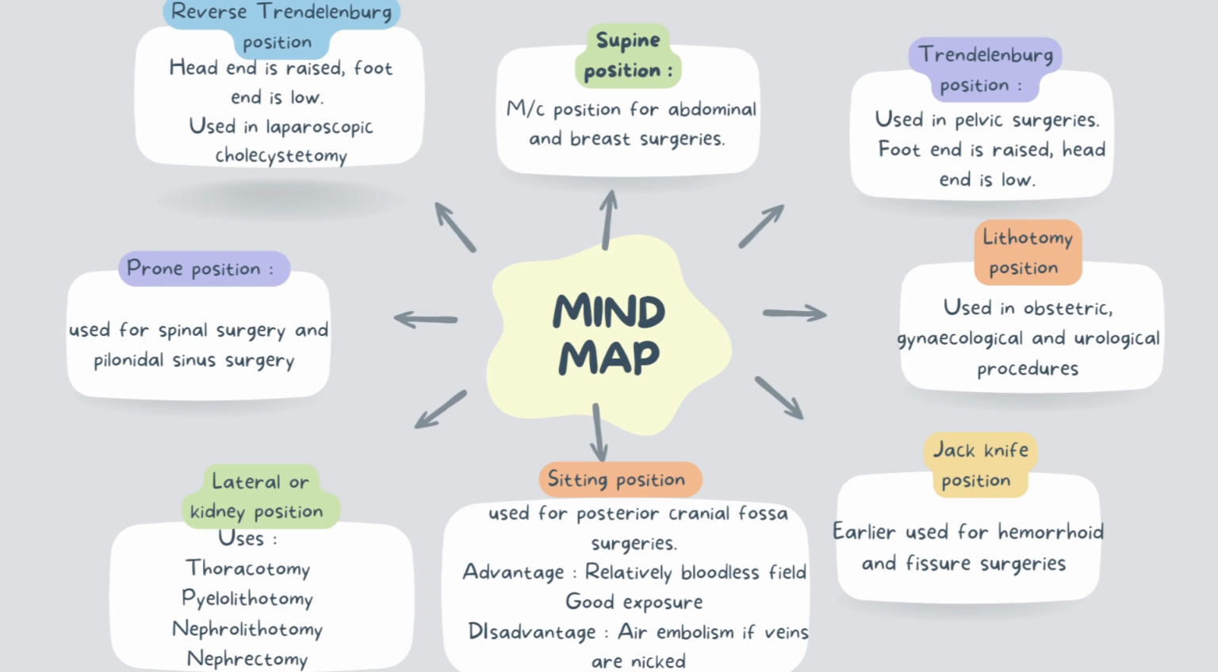Alright, next is the lateral or kidney position. So the person is made to lie on the lateral side and then we can use it to access the kidneys, because you know the position of the kidneys. Yes, that's correct. Or you can use it to create a flap in the latissimus dorsi, so that you can use it for thoracotomy, pyelolithotomy, nephrolithotomy and nephrectomy. And that is all about the OT positions in surgery.